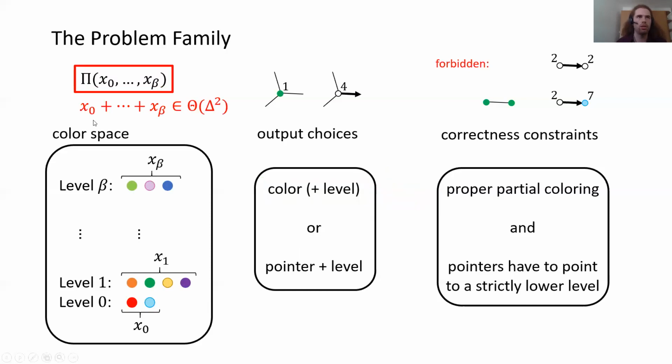In contrast, if the parameters of a problem in our problem family add up to theta of delta squared, then it is very easy to solve such a problem in 0 rounds, since we are given an O of delta squared input coloring. We just have every node output one of those colors, and none of the nodes will output a pointer plus a level. So the proper partial coloring constraint will be satisfied because the input coloring given is proper, and the correctness constraint regarding the pointers will be correct because we don't have any node that outputs a pointer.